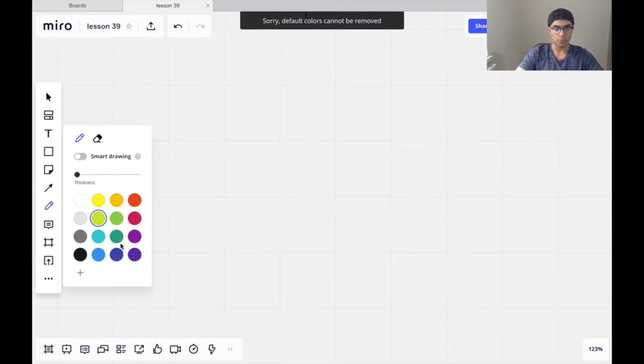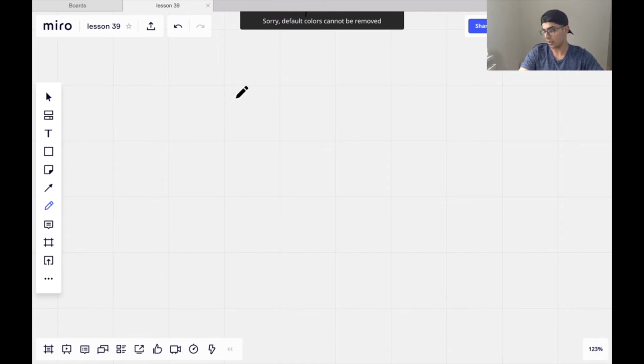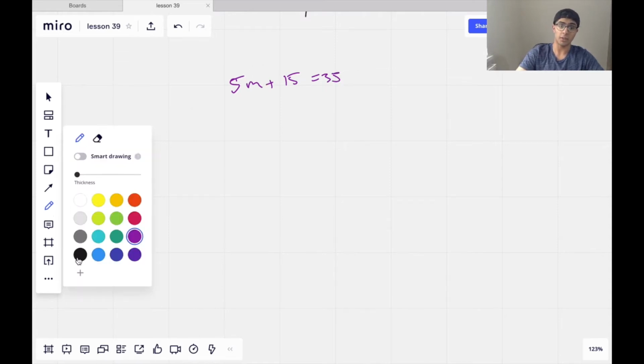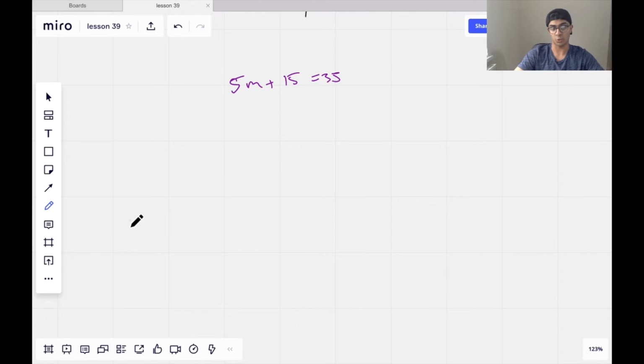Okay, so actually, let's use the purple for the question. 5m plus 15 is equal to 35. This is very similar to the one we've just done, so I'm going to give it a go and see what happens. I'll just wait here. Okay, I hope you gave that a go.